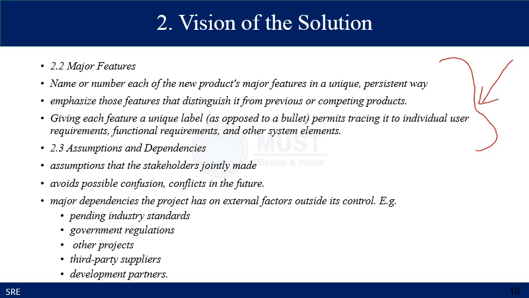And after that, you can also specify some assumptions and dependencies that the stakeholders jointly made, to avoid possible confusion and conflicts in the future. The major dependencies are the project's dependencies on external factors outside its control. For example, if your product has to implement pending industry standards, government regulations, other projects, third-party suppliers, and development partners.